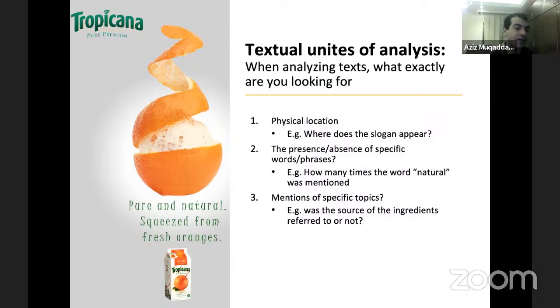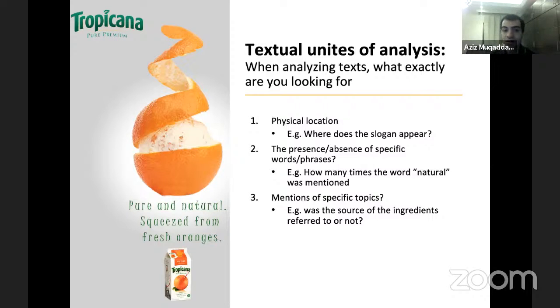Assuming, for example, I'm an advertising researcher, and I'm interested to see how different brands choose to place their slogan in an ad poster. Do they place it on the top? Do they place it on the bottom? Left corner, right corner? Where do they place it? This is relatively easy, right? You want to see where something is. You don't even need to know the meaning of the words, or the images, just where they are located.